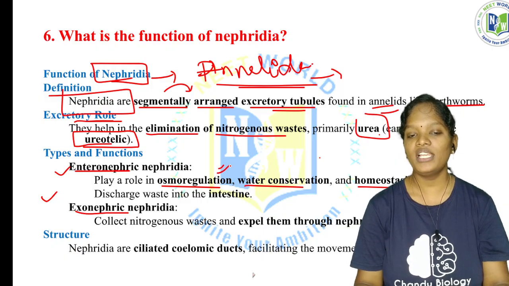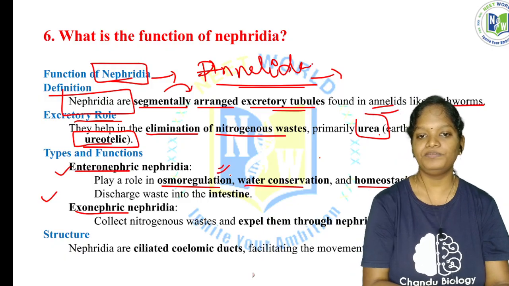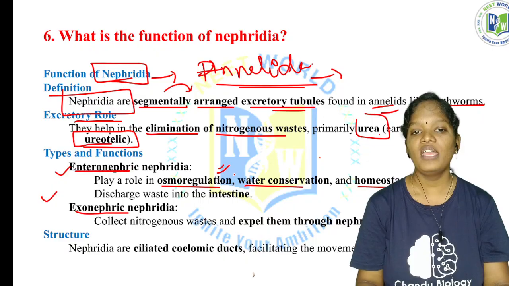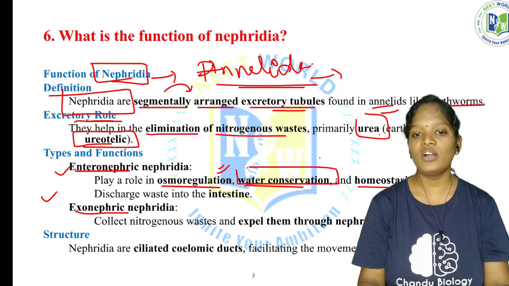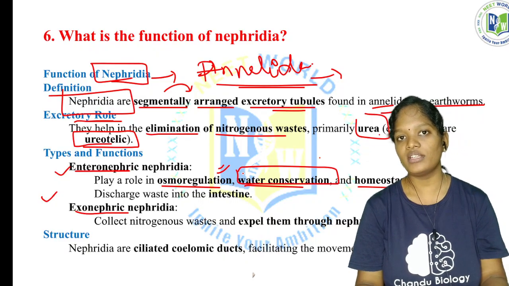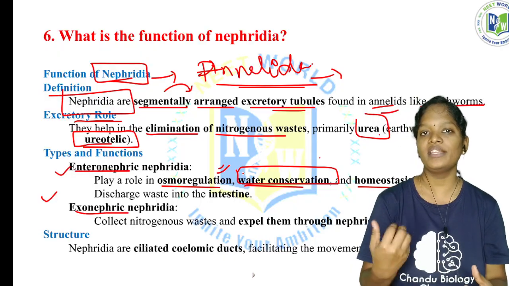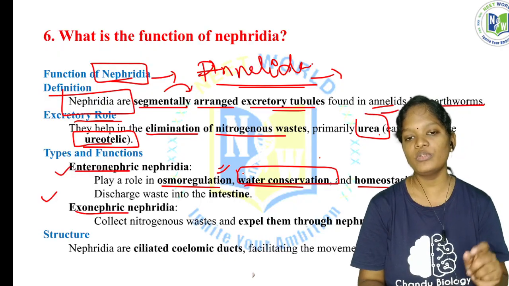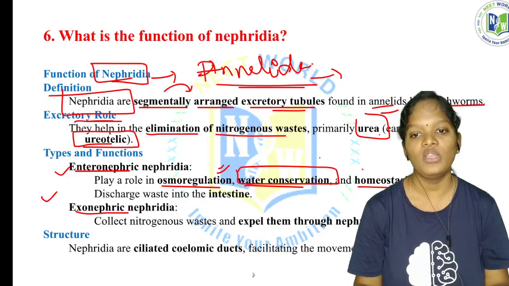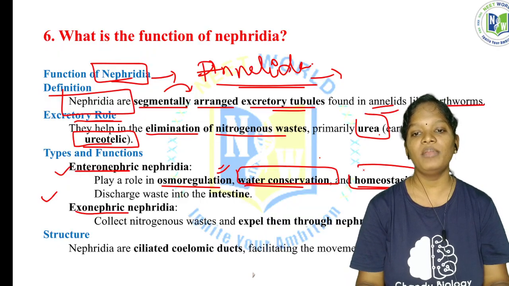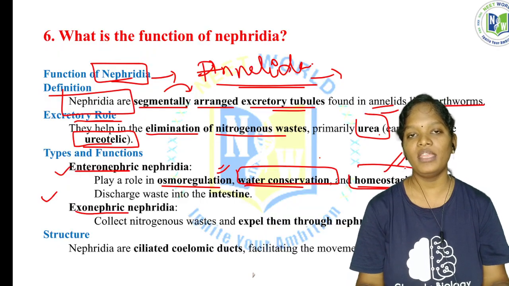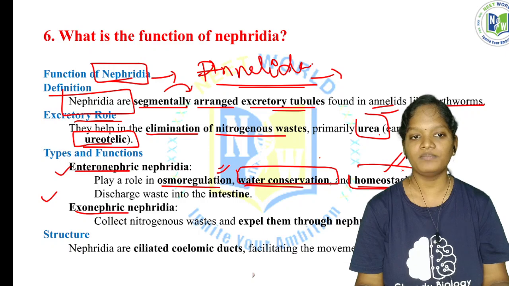Osmoregulation is nothing but water balance. Water conservation means the organism has to be cautious while eliminating water, so whatever water can be reabsorbed has to be reabsorbed. Homeostasis means they are maintaining their body temperature and body rhythm. All these are the functions done by the enteronephric nephridium.